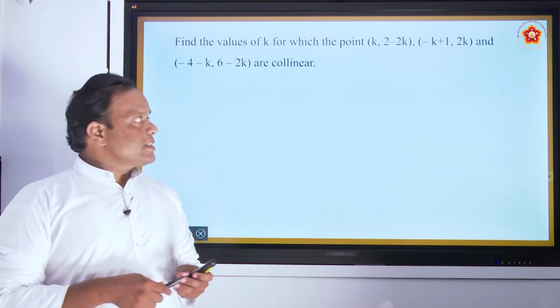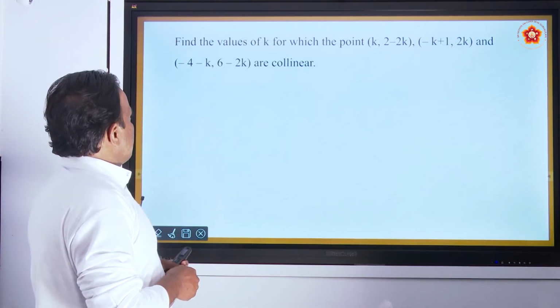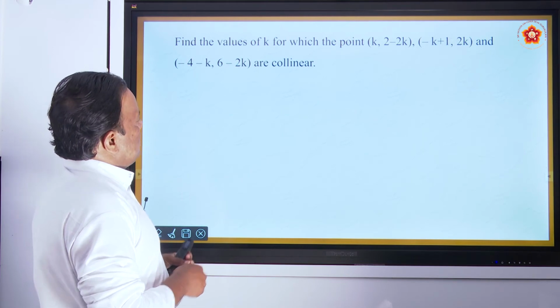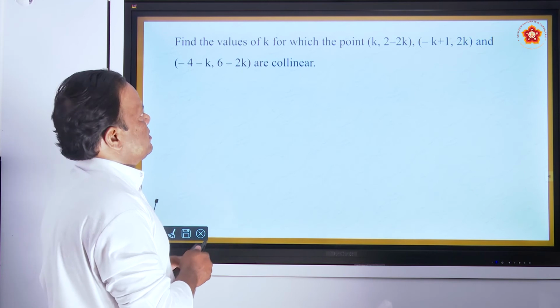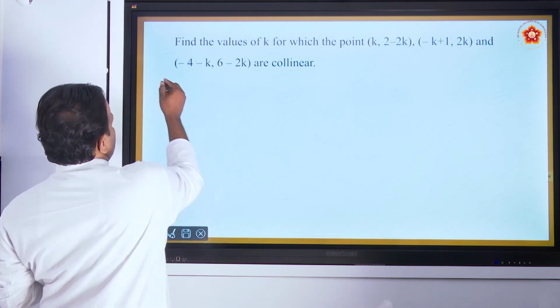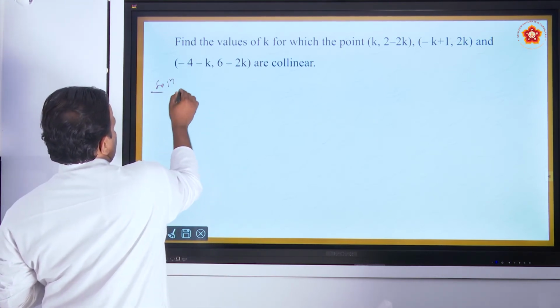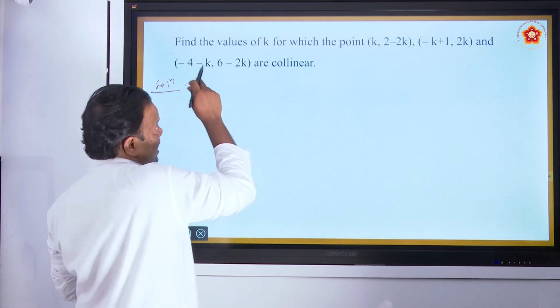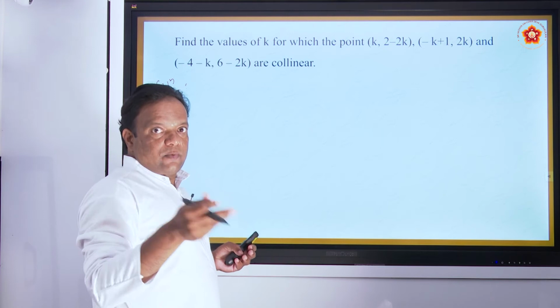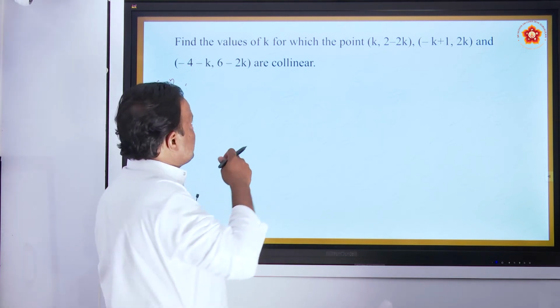Okay, we move to the next problem. The next problem is like the previous problem, but the points given are a little more complicated here, with sums and differences. Find the value of k. Maybe more than one value of k comes here, that's why it is given as values.